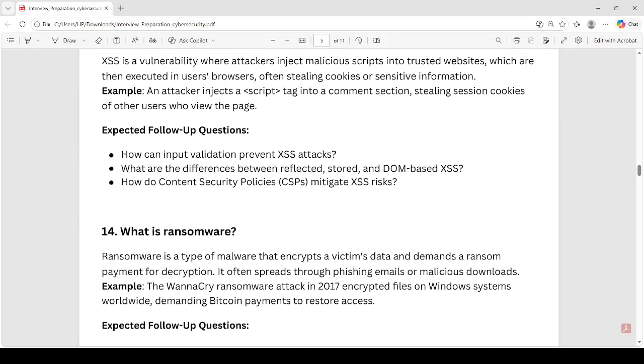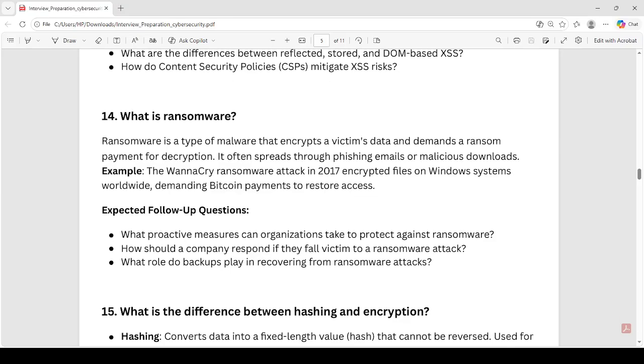Question number 14. What is ransomware? Ransomware is a type of malware that encrypts victim data and demands a ransom payment for decryption. It often spreads through phishing emails or malicious downloads. Example, the WannaCry ransomware attack in 2017 encrypted files on Windows systems worldwide and demanded a Bitcoin payment to restore access.